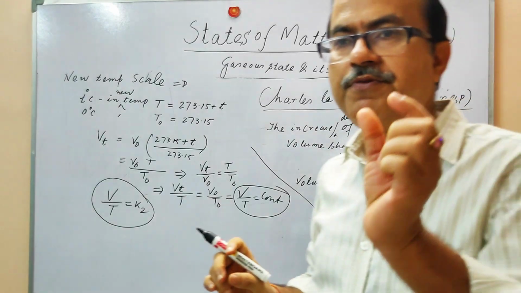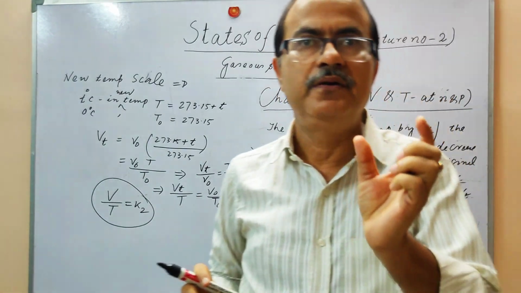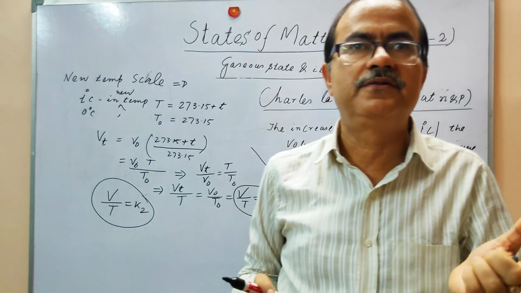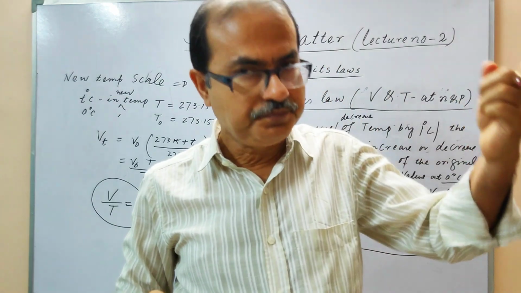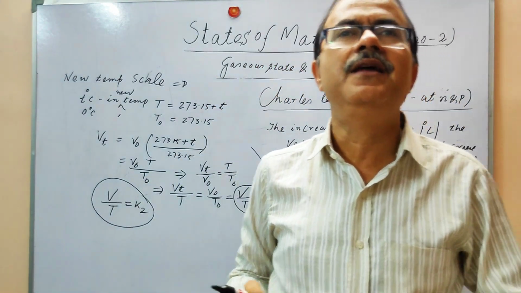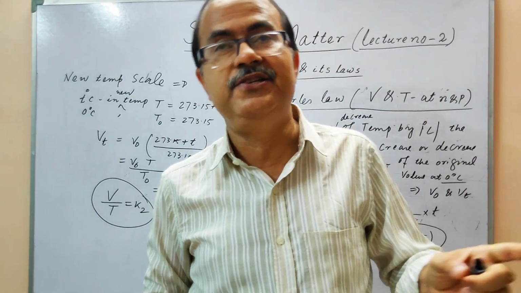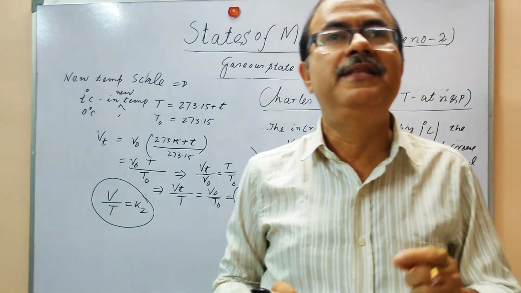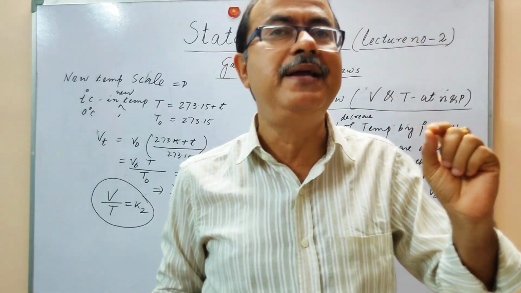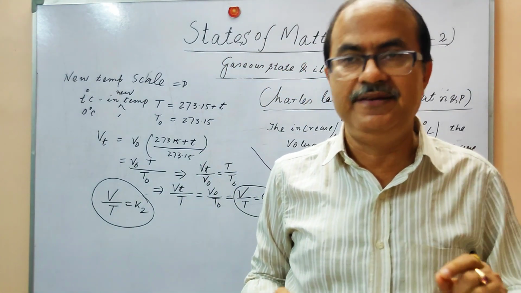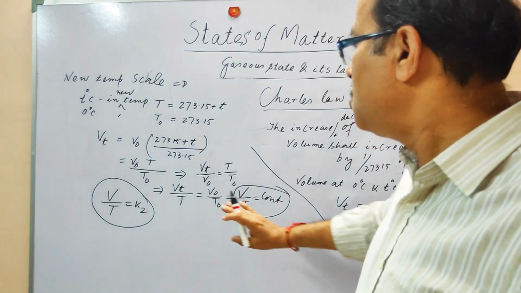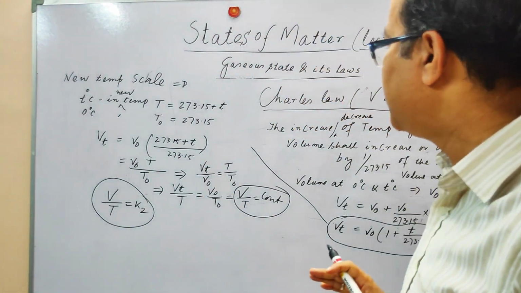Suppose 25 degrees in the Celsius scale. Then in the new temperature scale, it will be 298 Kelvin. But in this case, we will not apply the degree sign. We will only write K. Okay, so this is the Charles law.